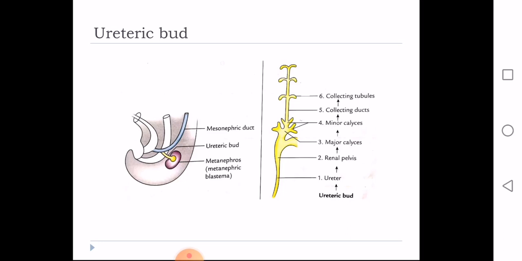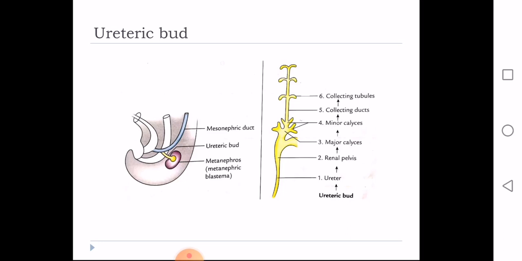The ureteric bud arises from the mesonephric duct, and you can see that it is growing cranially behind the peritoneal cavity towards the metanephros. Okay, now once it reaches the metanephros, the metanephros will form a cap around the ureteric bud. When this happens, the ureteric bud will become dilated like a funnel, okay, and forms the renal pelvis. See the second diagram. You can see the dilatation, that is called the renal pelvis.